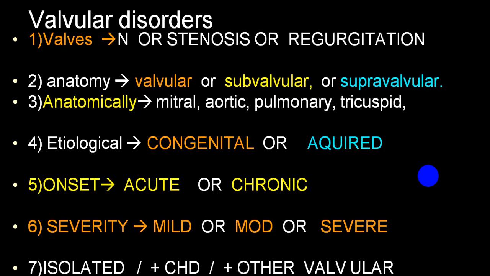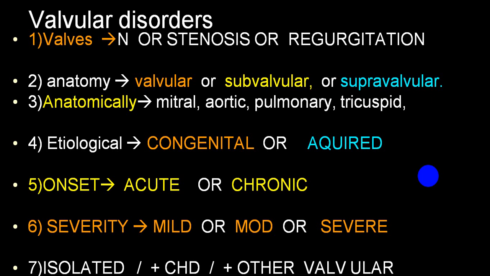We know anatomically there are four valves: mitral, aortic, pulmonary and tricuspid. So we call mitral stenosis, mitral regurgitation, aortic stenosis, aortic regurgitation, pulmonary stenosis, pulmonary regurgitation, and tricuspid stenosis, tricuspid regurgitation. For pulmonary and aortic stenosis, we use the words valvular, infundibular or subvalvular, or supravalvular. These are the common terms which are utilized.